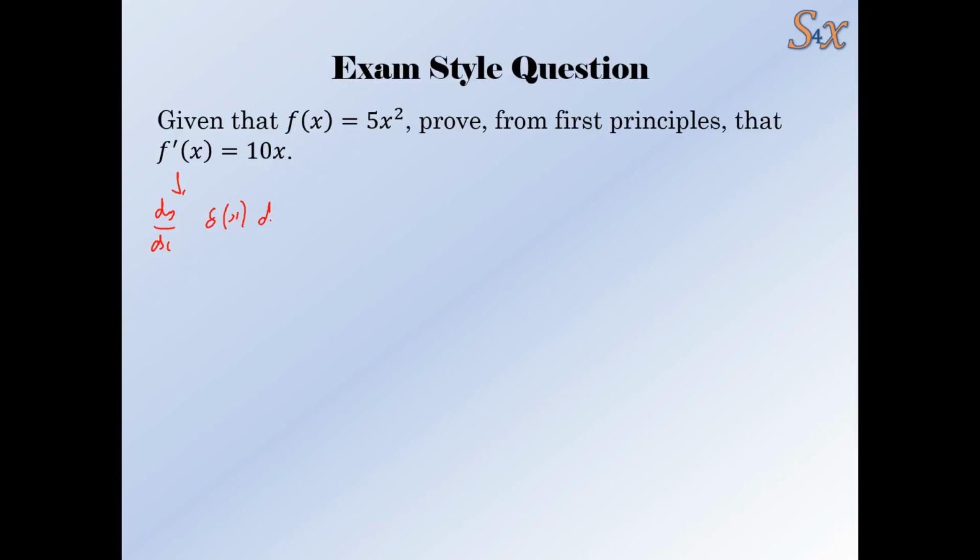Okay, so this is basically exactly the same example. The only thing is we've got a slightly different function. We've got 5x squared. Remember that formula. I'll write it down for you. So it's the limit as h approaches 0 of f of x plus h minus f of x over h. That's what we need to try and apply.